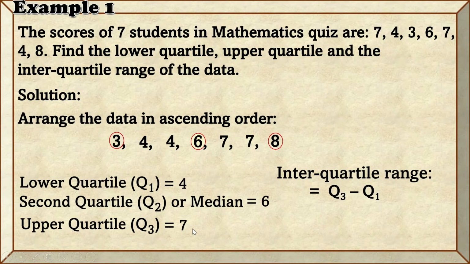The interquartile range is the difference between the third quartile and the first quartile. So, since the third quartile is 7 and the first quartile is 4, then 7 minus 4 is equal to 3. Therefore, the interquartile range is 3.